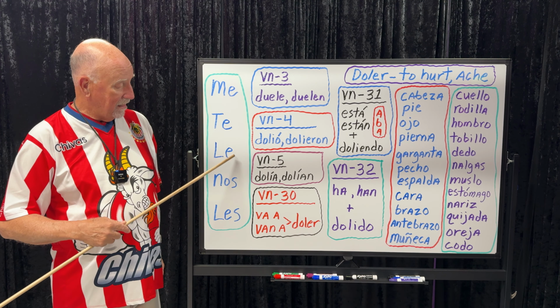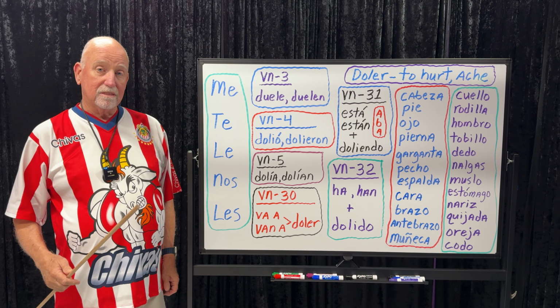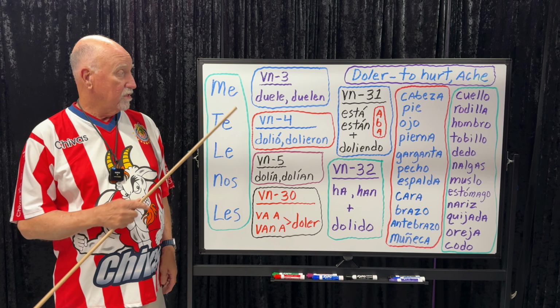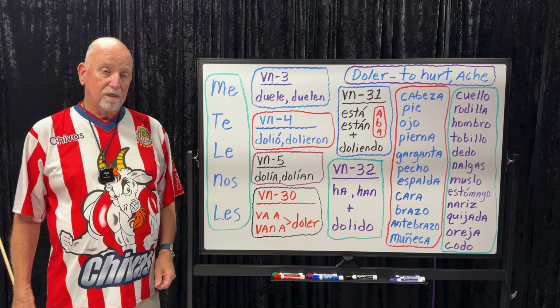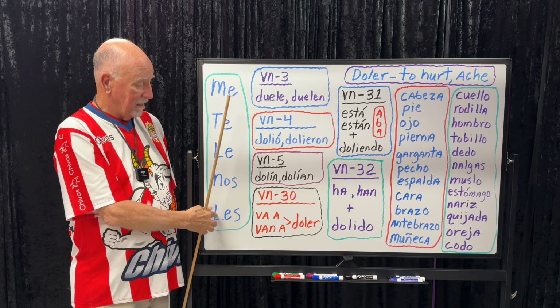Me, te, le, nos, or les. If the subject is like my head hurts, you're going to go with me. If you want to say, does your leg hurt? It's going to be te. Does her arm hurt? It's going to be le for her. Nos. Does our back hurt? Kind of a silly question, but it would be nos and les. Does their something hurt would be les. Step 1 right here. Me, te, le, nos, les.